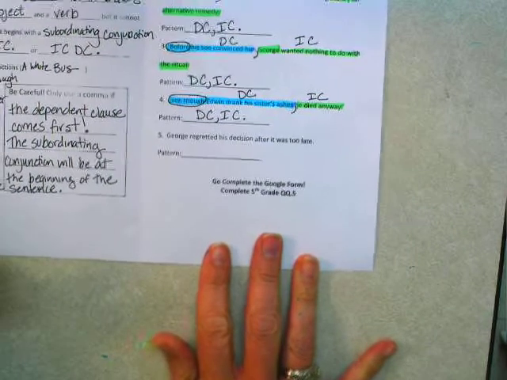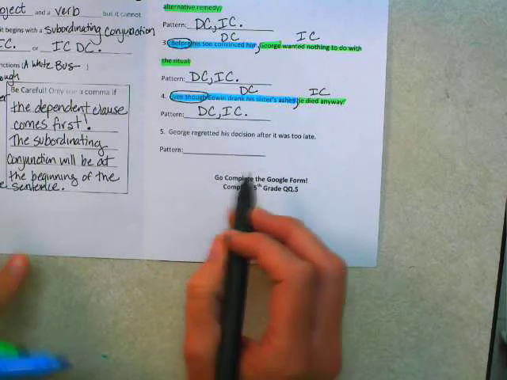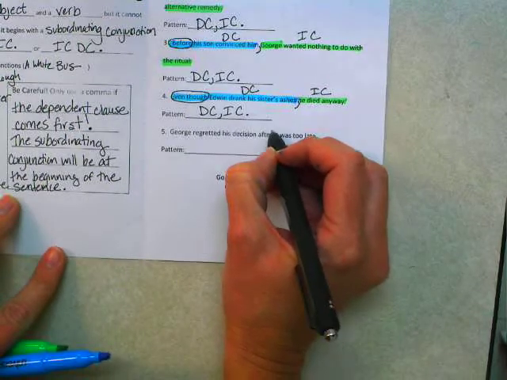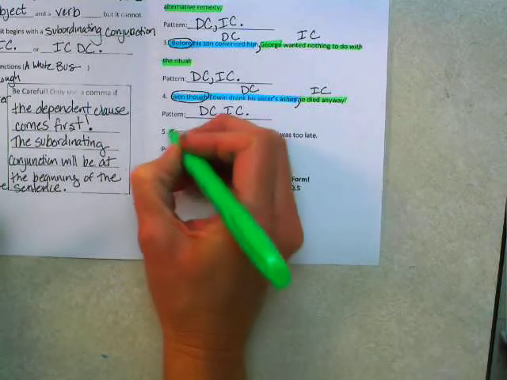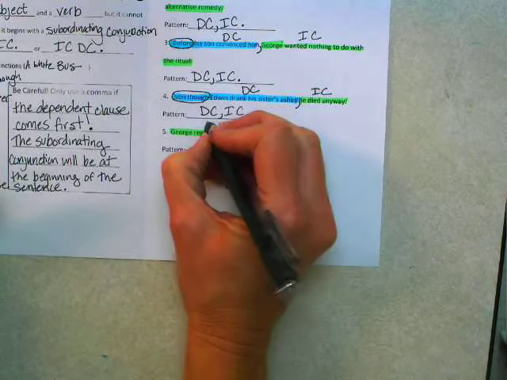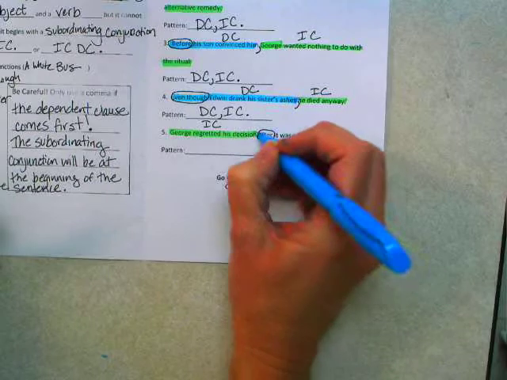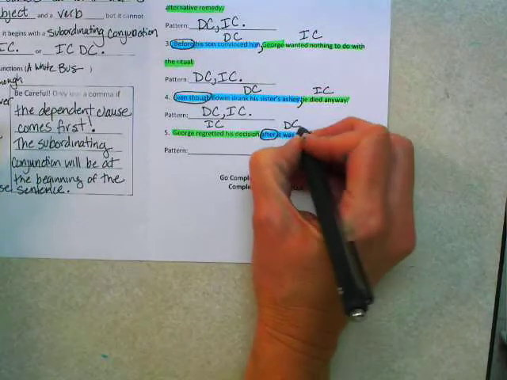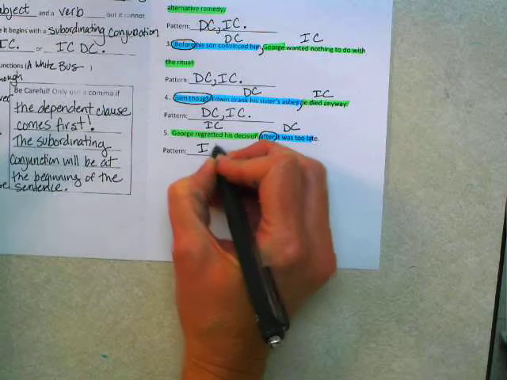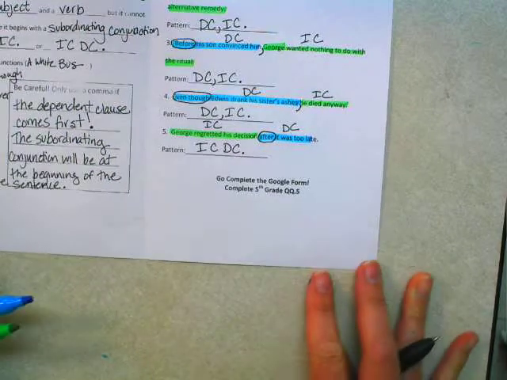George regretted his decision after it was too late. So my subordinating conjunction in this sentence is after. George regretted his decision is an independent clause. After it was too late is my dependent clause. So my pattern is IC, DC, period, and there is no comma needed.